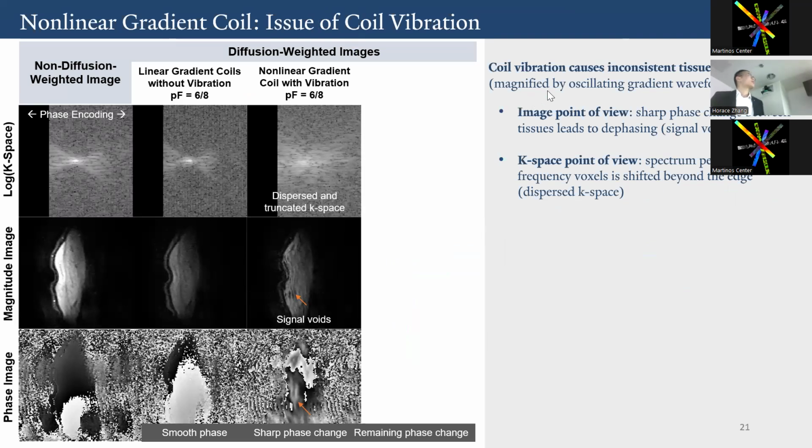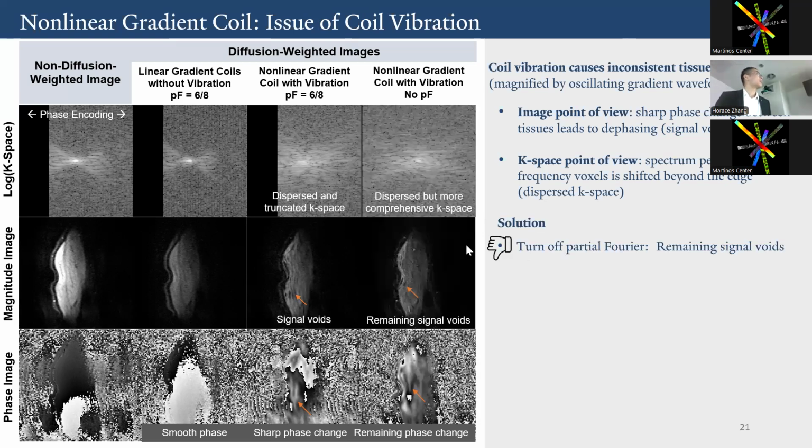Now, coil vibration is another problem that causes inconsistent tissue displacement, and that is especially magnified by oscillating gradient waveforms. So you can see that with the nonlinear gradient coil vibration, there are signal voids or dephasing that occur on the boundary of tissues. And in the k-space point of view, you can see that the spectrum peaks of these high-frequency voxels are shifted beyond the edge of the k-space. Now, even if you turn off the partial Fourier, there are still remaining signal voids and remaining sharp phase change. But just turning off partial Fourier is not enough.